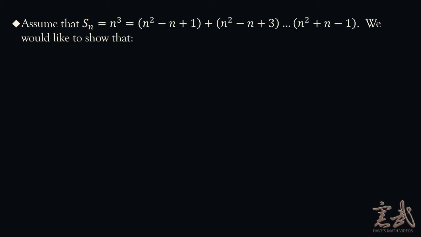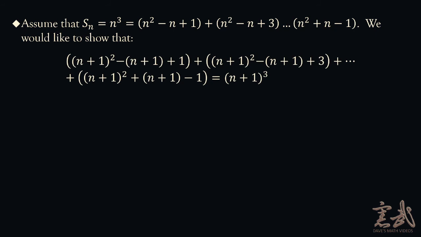Next, we are going to assume that each line adds up to n cubed, and that n cubed is equal to the quantity n squared minus n plus 1 plus n squared minus n plus 3, etc., going all the way up to n squared plus n minus 1. In other words, all of those odd numbers which happen to be on a given row. We want to show that this also works if you replace n with n plus 1. In that case, as we see here, the sum of that particular line would be n plus 1 quantity cubed.